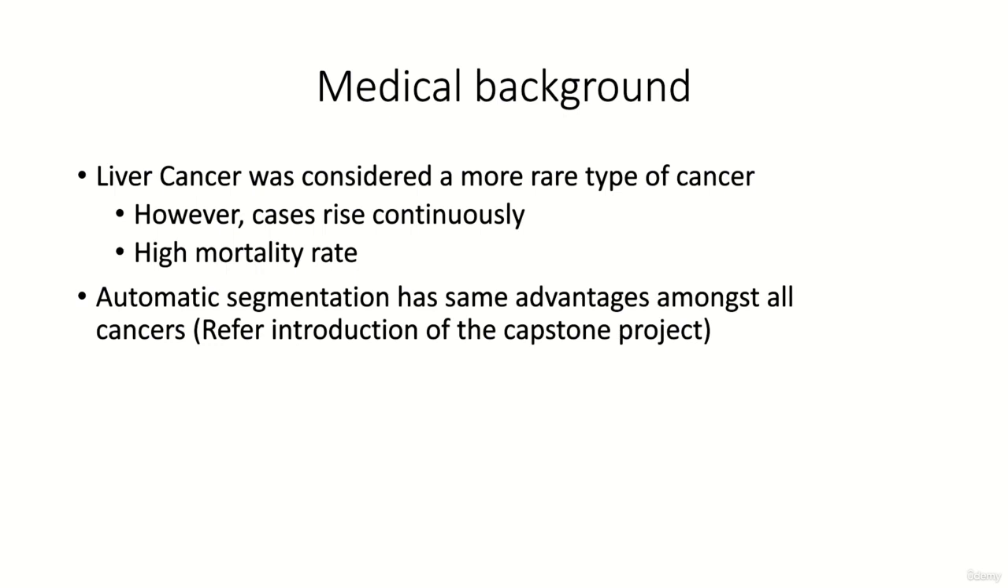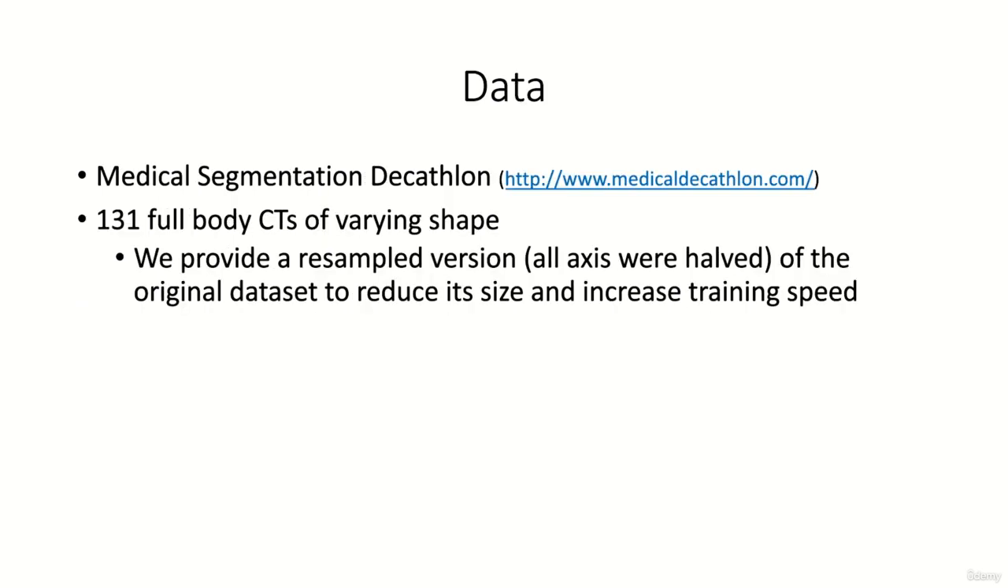To tackle this task, we will use the dataset provided by the Medical Segmentation Decathlon Challenge, consisting of 131 full-body CTs of varying shape. As this dataset is quite large, we provide a resampled version where all axes were halved to reduce its size and to increase the training speed. As usual, please refer to the corresponding Jupyter Notebook for more information.